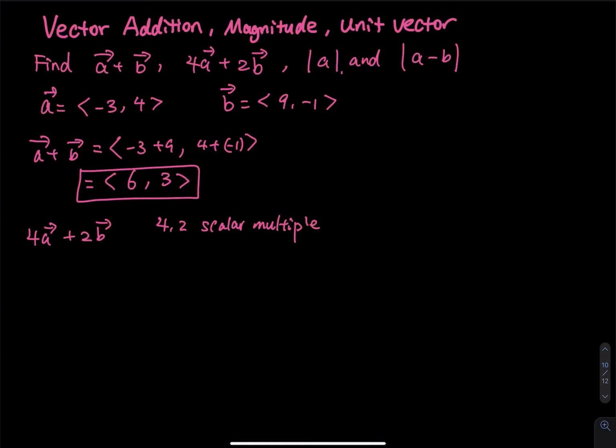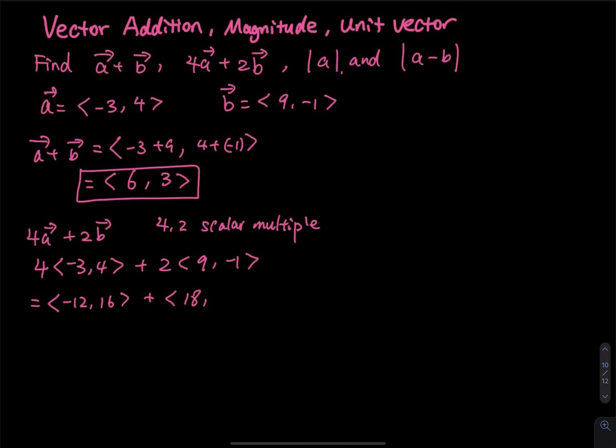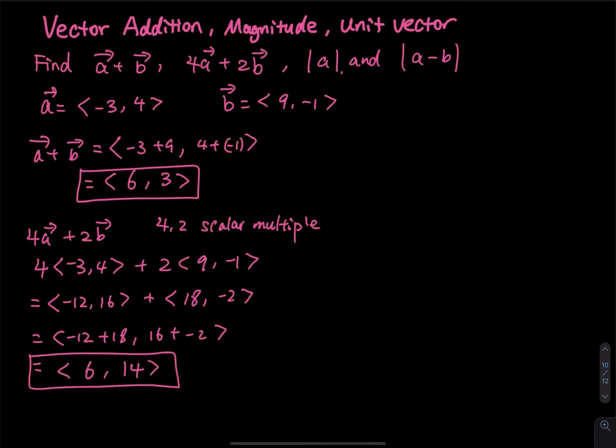So 4A, that is 4 times vector A, <-3, 4>, and then plus 2 times vector B. So that works just like a distribution. 4 times -3 is -12, 4 times 4 is 16, and then 2 times 9 is 18, 2 times -1 is -2. And then you have -12 plus 18, comma, 16 plus -2. So that equals <6, 14>. So that is the answer to number 2.